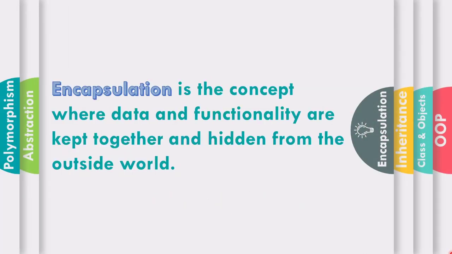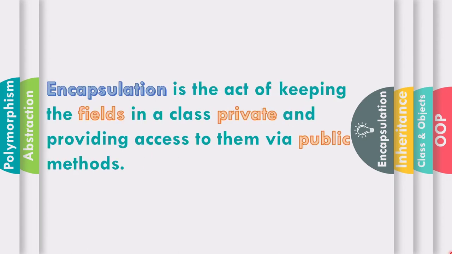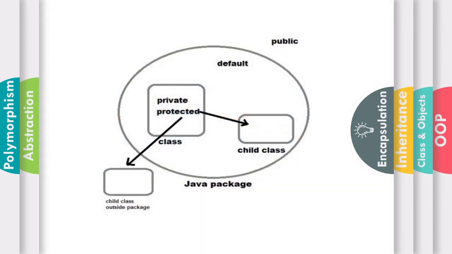Encapsulation. Encapsulation is the concept where data and functionality are kept together and hidden from the outside world. Encapsulation is the act of keeping the fields in a class private and providing access to them via public methods. To make variables, methods, or the class private or public, the access modifiers are used.